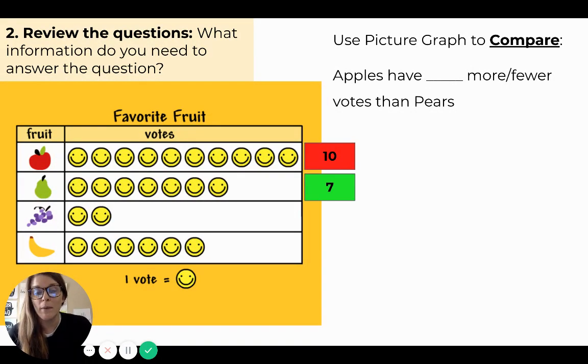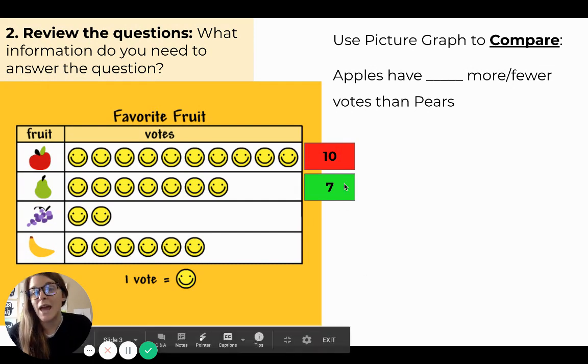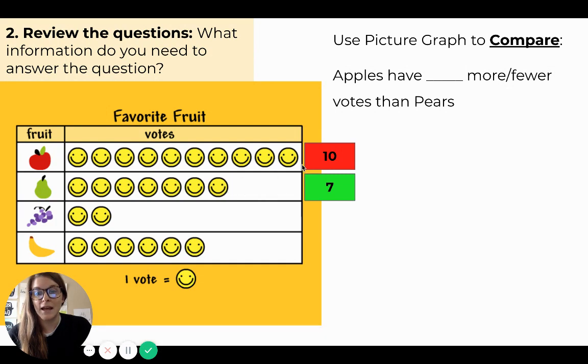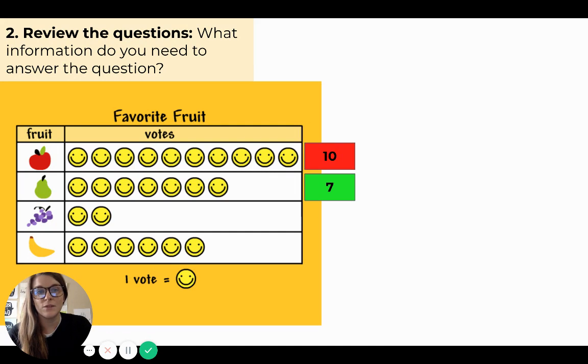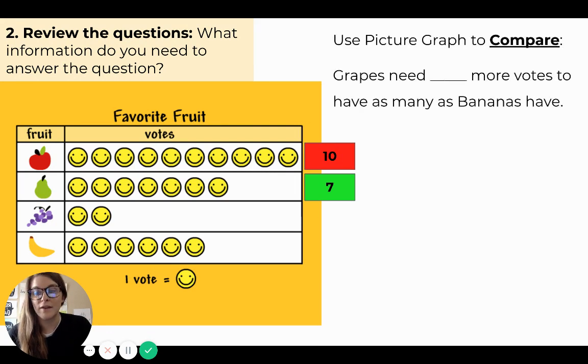The question is how many more? I could do 10 minus 7 equals 3. I could count on from 7, 7, 8, 9, 10 to figure out how many more. But I know that apples have 3 more votes than pears. I fill in the number 3 and I'm circling more. All right, let's do another one. Again, using pictographs to compare.